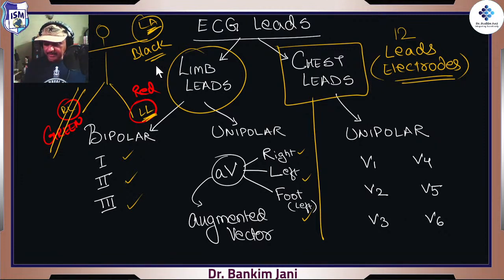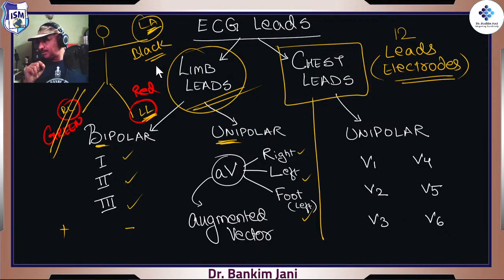Regarding the chest leads, V1, V2, V3, V4, V5, V6, right now we are not touching them. We'll come to that after some time. They are very important, because it's like you are watching the heart from a different plane. So first, let's understand limb leads. In this, you must have noticed bipolar and unipolar. Bipolar is where one side is positive and the other side is negative.